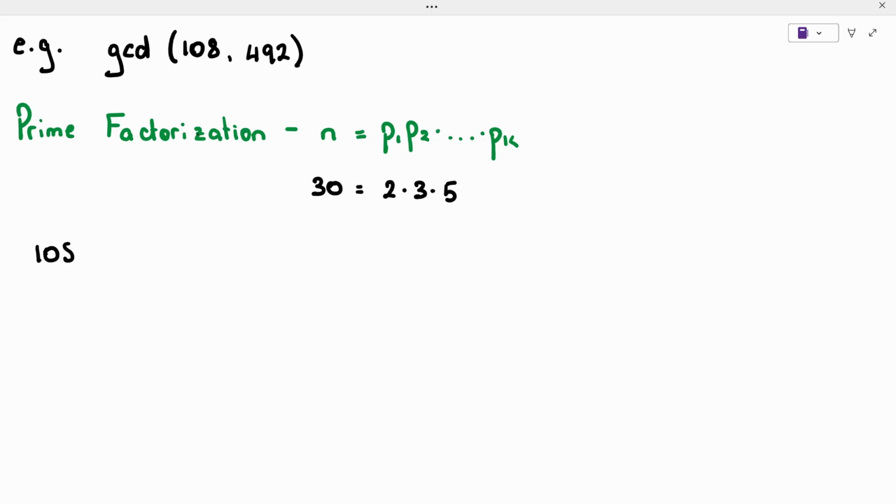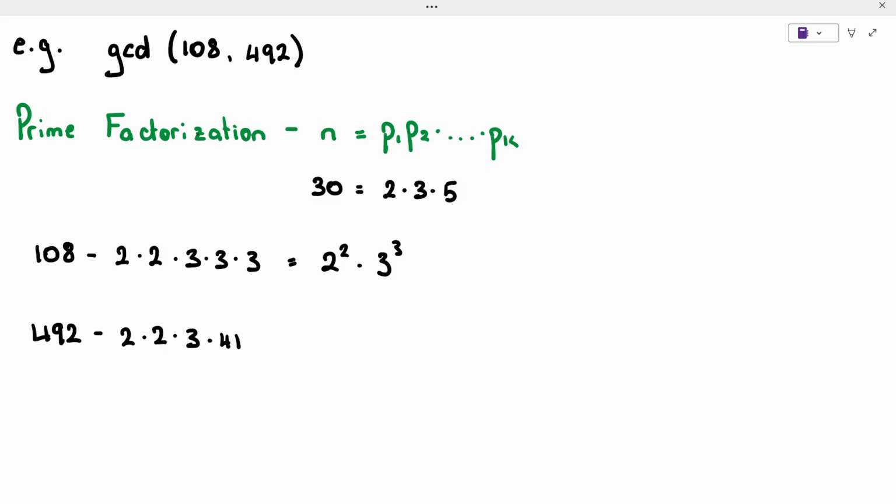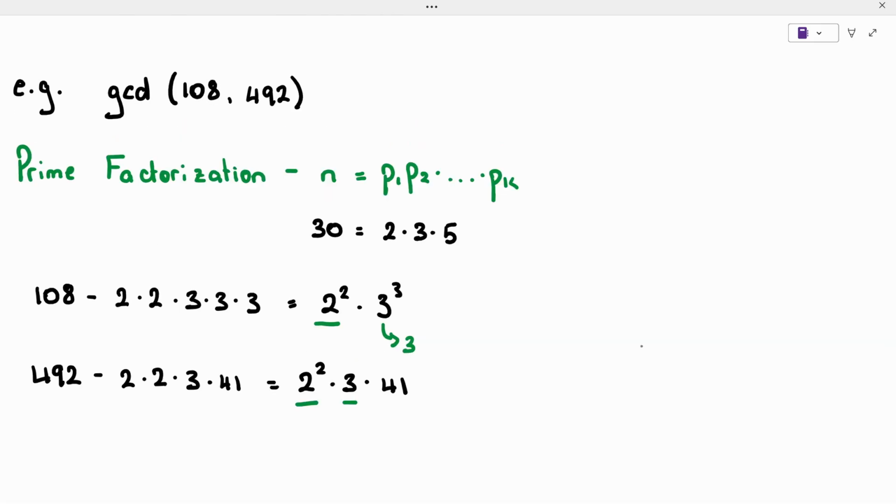So back to our GCD question, the prime factorization of 108 is 2 times 2 times 3 times 3 times 3, which is 2 squared times 3 cubed. The prime factorization of 492 is 2 times 2 times 3 times 41, which is 2 squared times 3 times 41. So the GCD is the common divisors between these two numbers. That gives us 2 squared times 3, which is equal to 4 times 3, which is 12.